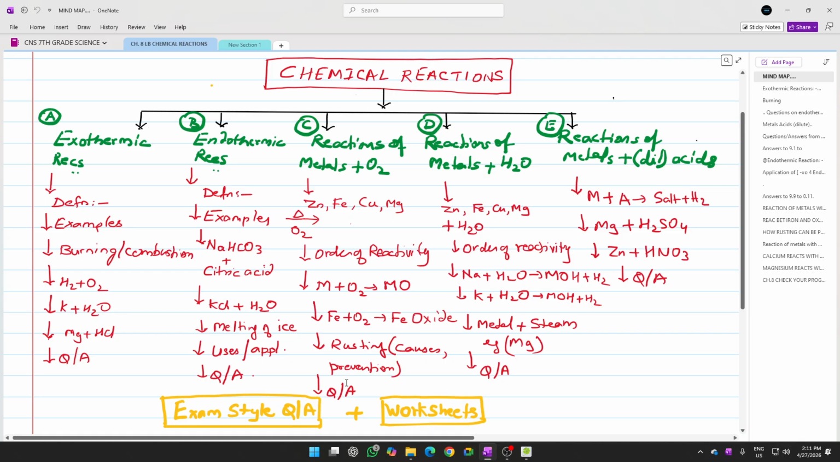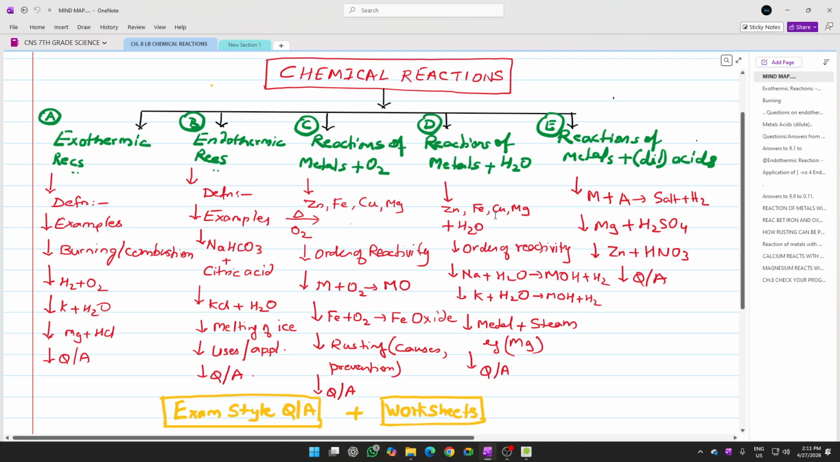And of course, question answers from the textbook related to this particular rusting. I mean, this particular section C. Okay. After that, we'll move to section D. In that, we are going to study reactions of metals with water.